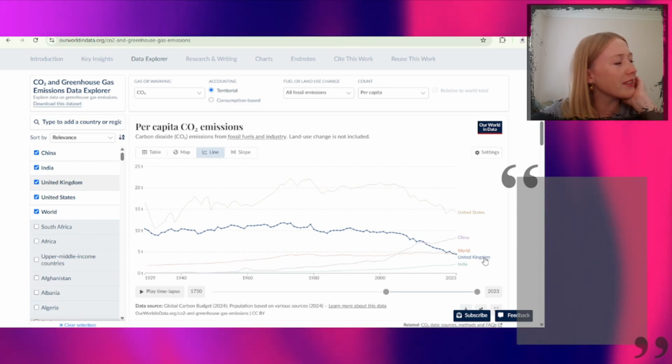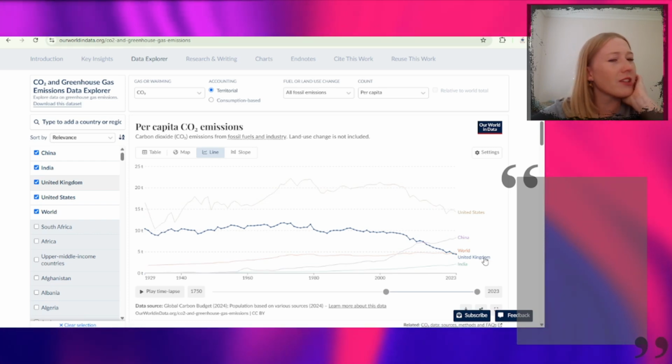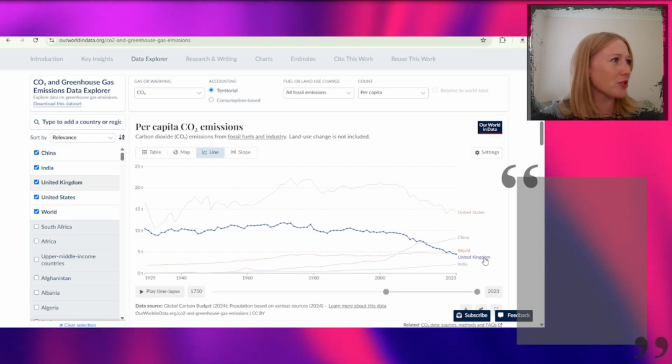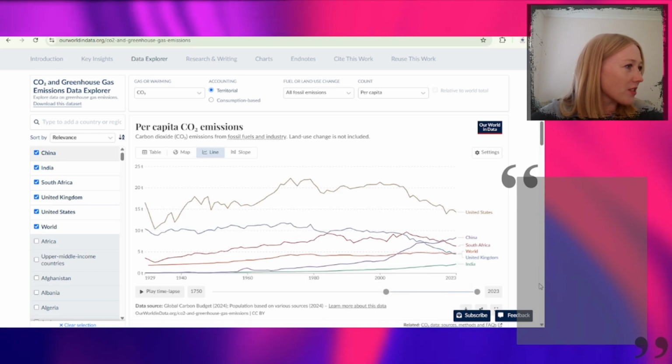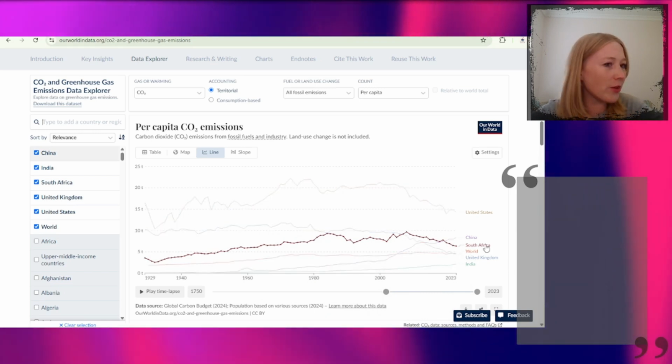United Kingdom is going down. I wonder what they're doing. Maybe they're just making steps in the right direction. I'm curious to see where South Africa falls into this mix. Okay, South Africa is going down.